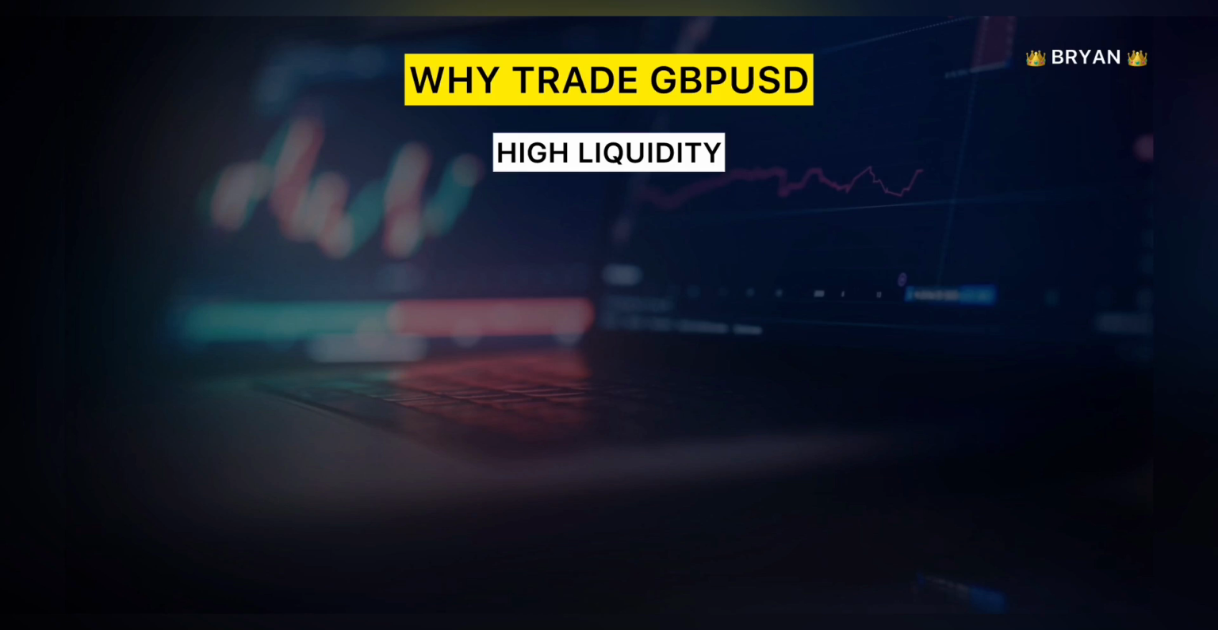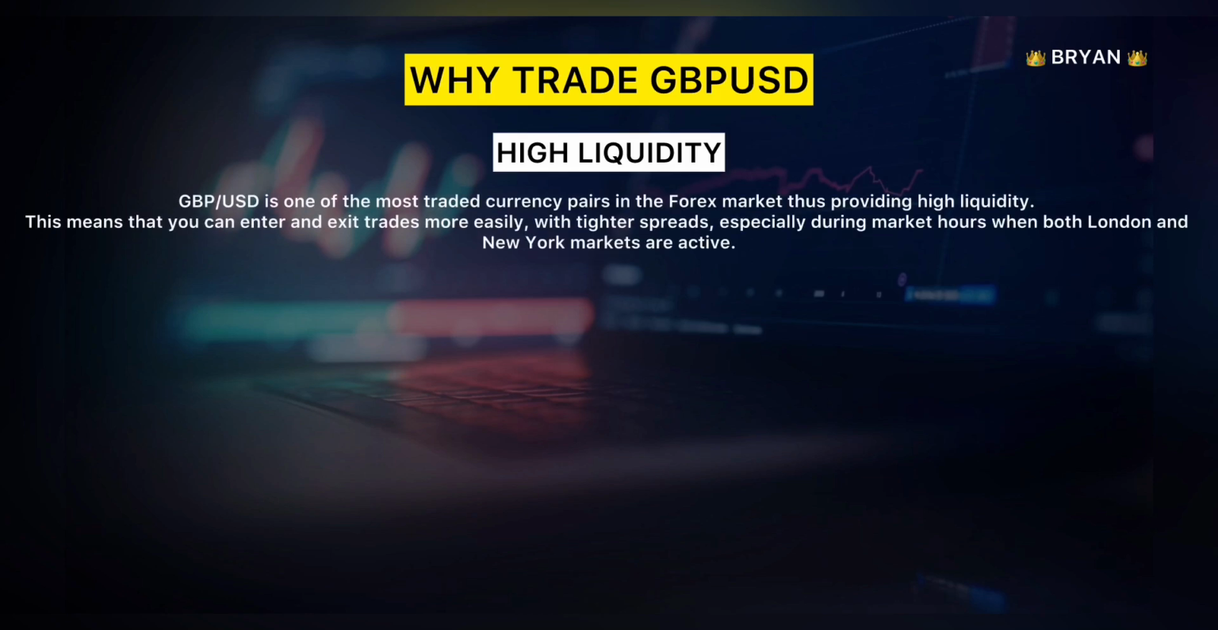Why trade pound sterling to US dollar? High liquidity. Pound sterling to US dollar is one of the most traded currency pairs in the Forex market, thus providing high liquidity. This means that you can enter and exit trades more easily, with tighter spreads, especially during market hours when both London and New York markets are active.